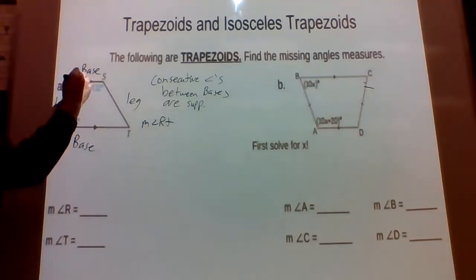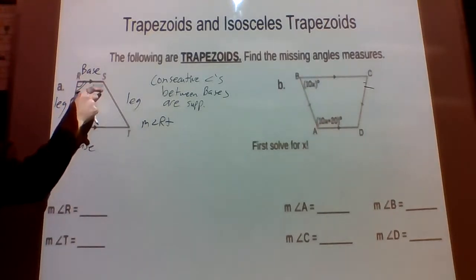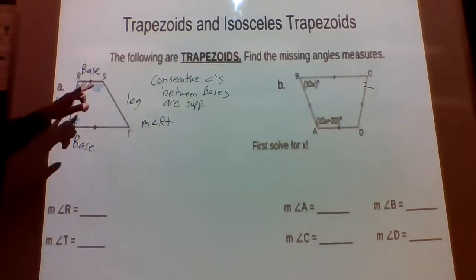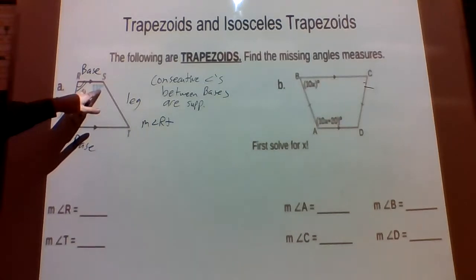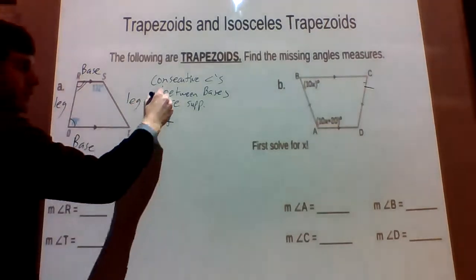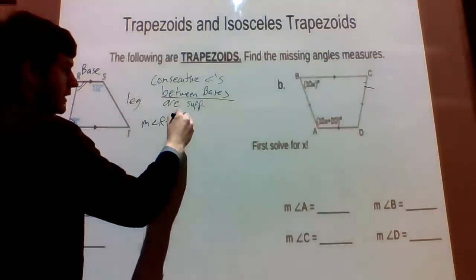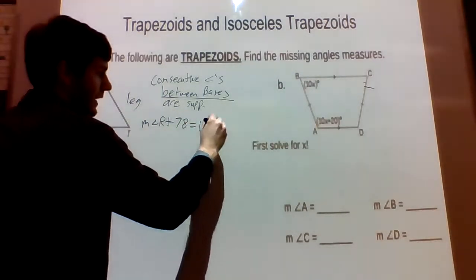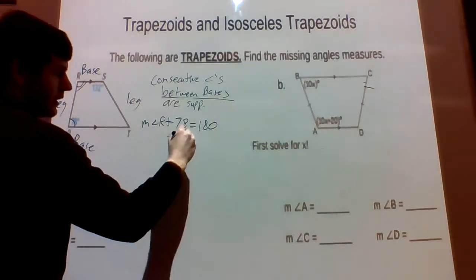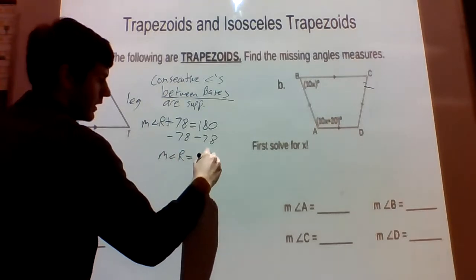Between the bases, a lot of you guys in the quadrilaterals test added these two up to 180. Those are not the two angles between the bases. Those are the base angles. We want to add up these two angles, the angles between the bases. So the measure of angle R plus 78 equals 180. Subtract 78. The measure of angle R is 102.